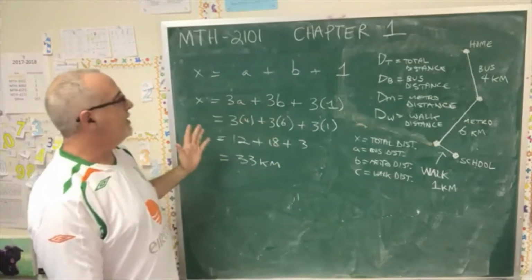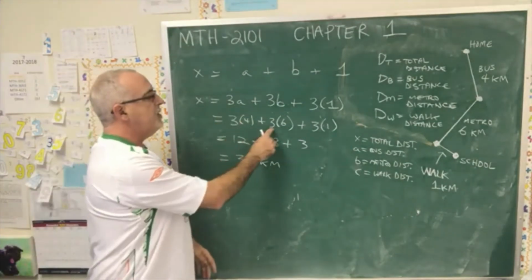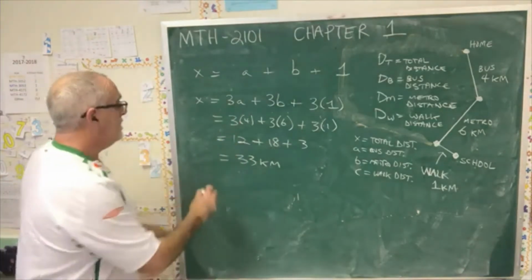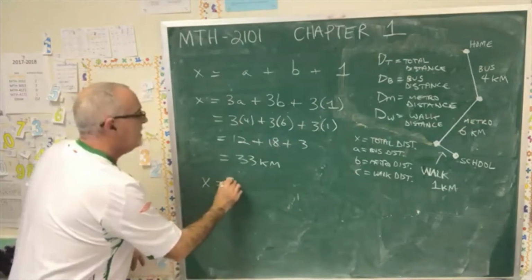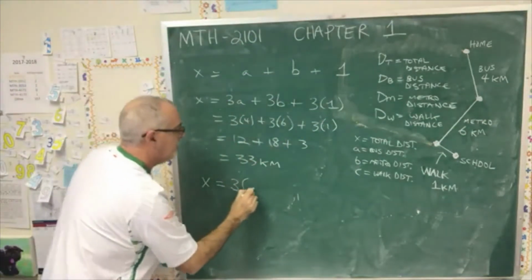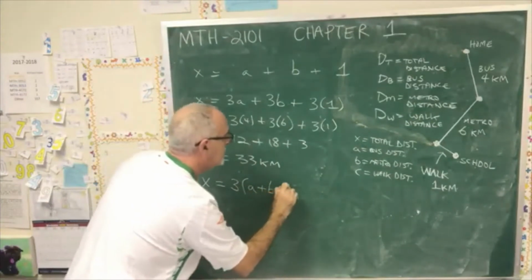And this is a way of looking at this where we're taking advantage of the numerical coefficients, but it's not the only way to look at it. We can also say x is going to be equal to 3 times the usual, 3 times bracket a plus b plus 1.